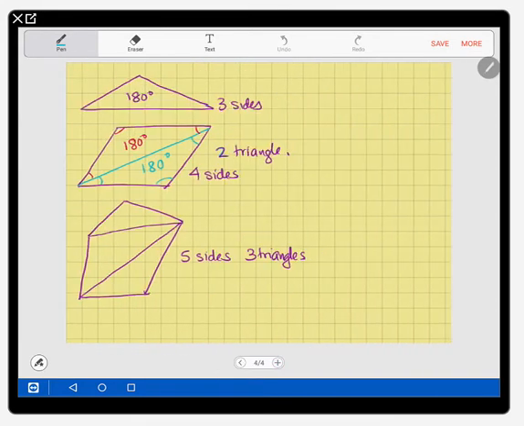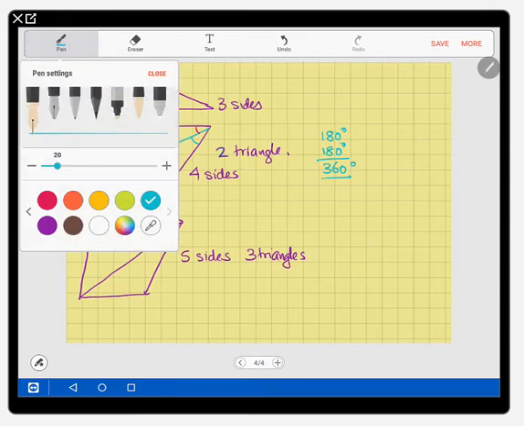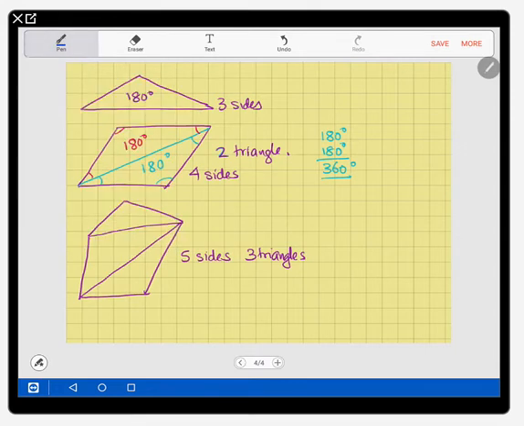Okay, so we got 2 triangles and the total angles inside each triangle is 180. So for 2 triangles, what is it? 180 plus 180 is 360. How about here? We got 3 triangles. That one has got 180 degrees, that triangle's interior angles sum to 180, and this one also is 180. So we got 180, 180, 180. What's that? 540 degrees. That's the sum of the interior angles inside a pentagon.